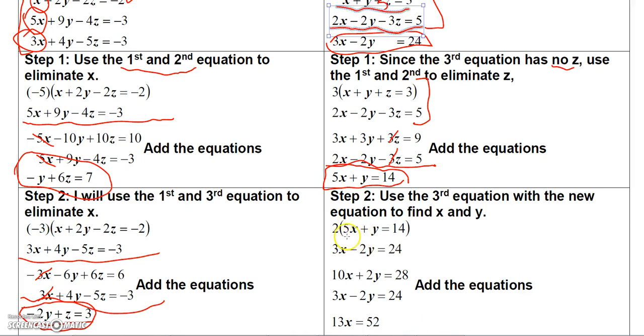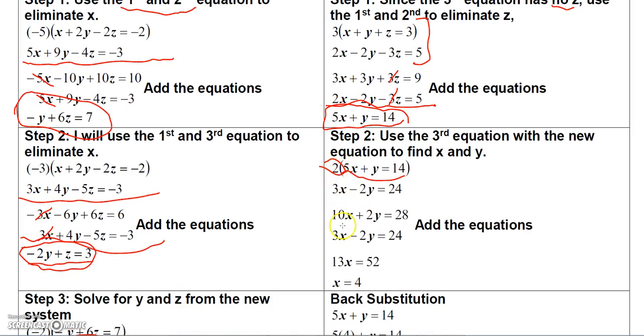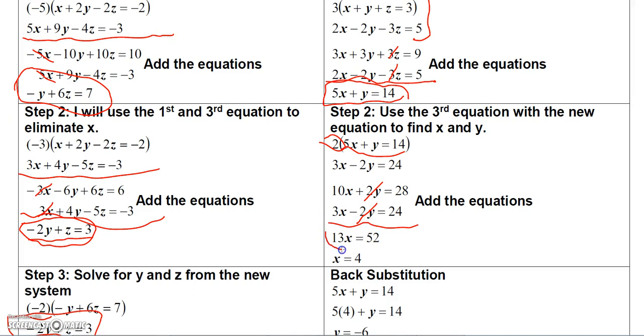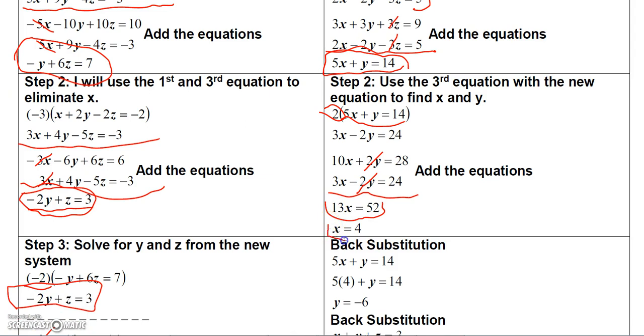Now it looks like here, if I multiplied the 5x plus y equals 14 by 2, then that would allow me to eliminate the y. Because when I multiply everything by 2, I'll get 10x plus 2y equals 28. And then when I add that to the 3x minus 2y equals 24, the 2y and the minus 2y will cancel. So add those together, the y's cancel, and I get 10x plus 3x is 13x, and 28 plus 24 is 52. So I get 13x equals 52. And then if you divide both sides by 13, we get x equals 4.